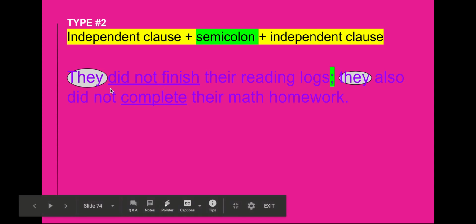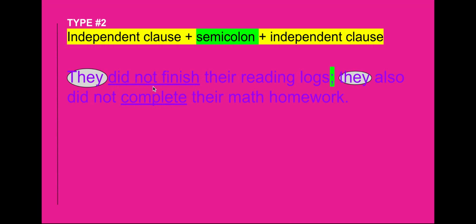Let's look at the first one. They did not finish their reading logs. They is the subject. Did not finish is the verb, and we definitely have our complete thought. I could put a period there, and that could stand on its own. And then I'm looking at the second part of the sentence to make sure it also passes the 3-step test. They is the subject, complete is the verb, and it does have a complete thought: they also did not complete their math homework. So both of these work. They're similar in topic. We can combine them with a semicolon.